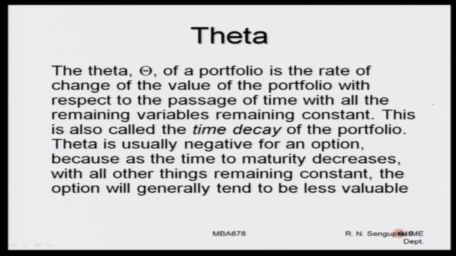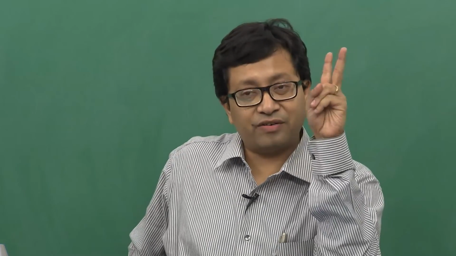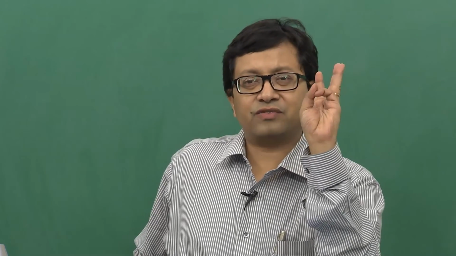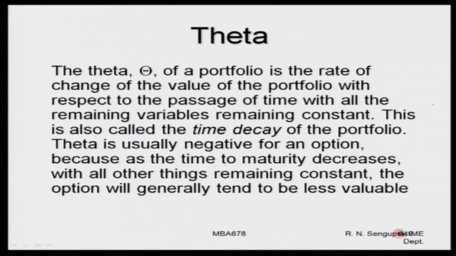Now, consider the theta. So, we have considered delta, gamma, and vega. Now, let us come to theta. The theta of the portfolio is the rate of change of the value of the portfolio with respect to the passage of time, with all variables remaining constant. So, the first case, delta, was the rate of change with respect to S, then the second one was the second derivative, then the third case, vega, was the rate of change with standard deviation. Now, we are considering the rate of change of the portfolio with respect to time. This is also called the time decay of the portfolio. Theta is usually negative for an option, because as the time to maturity decreases with all the other things remaining constant, the option will generally tend to be worth less, hence the value of the overall portfolio will decrease.